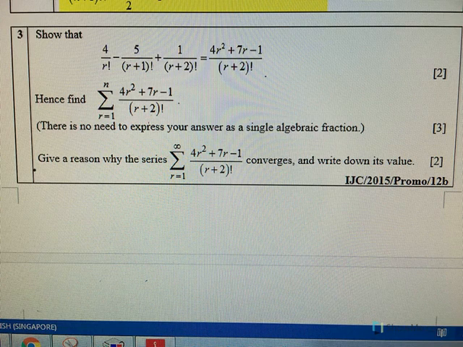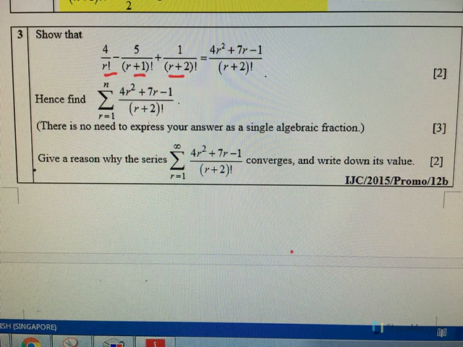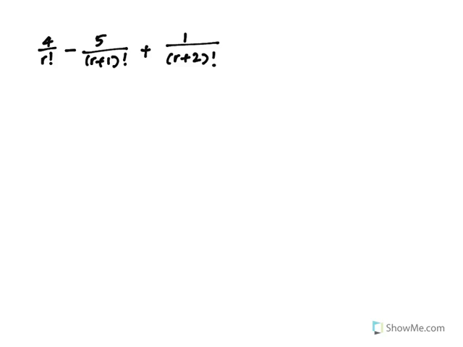Okay, so for question 3, we need to show that 4 over r factorial minus 5 over r plus 1 factorial plus 1 over r plus 2 factorial equals 4r squared plus 7r minus 1 over r plus 2 factorial. This is question 3 of your sequences and series worksheet. For question 1, we're supposed to show that this gives us 4r squared plus 7r minus 1 over r plus 2 factorial.